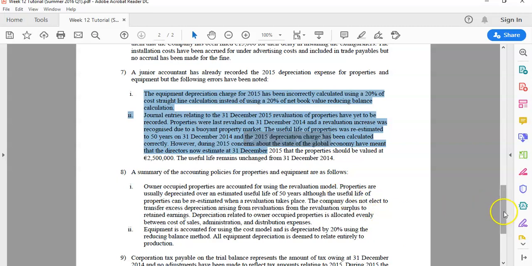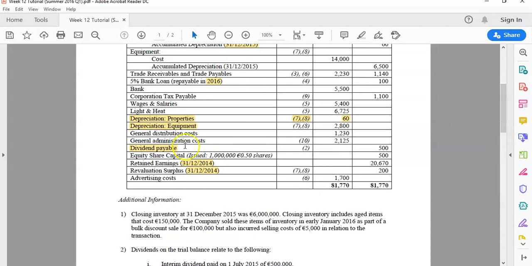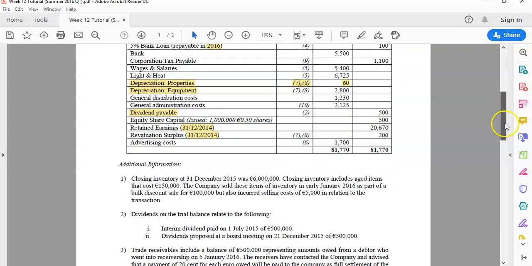Note 9 then is corporation tax. You're told that the amount in the trial balance represents the amount of tax owed at the end of last year. That's an important date. So that amount that's up here in the trial balance, tax payable, 1.1 million, is actually how much you owed at the end of last year.